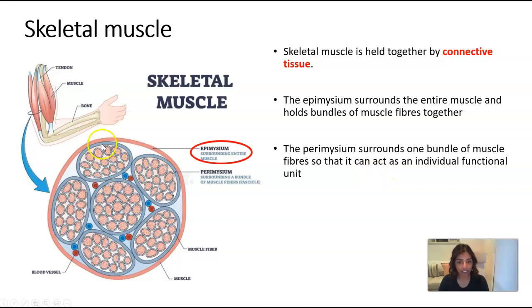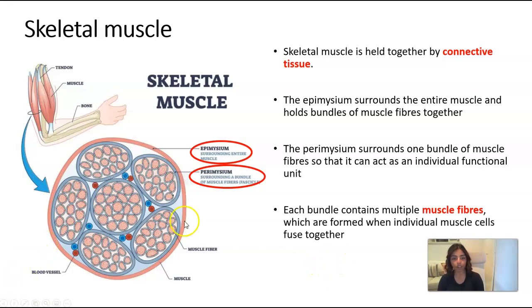Underneath that, you can see that there's these individual bundles that are also wrapped separately, and this is called the perimysium. So the reason why we have these individual wrappings, if you like, of connective tissue is so that we can have the perimysium working, allowing these muscle fibers to work independently of other muscle bundles.